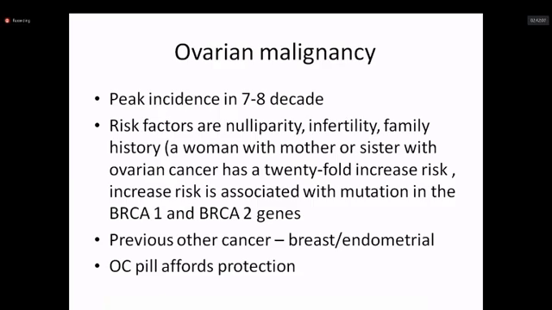These are high risk factors. High risk factors are nulliparity. They don't have children. They are infertile. I told you, sometimes some people have a family history. The gene is carried on BRCA1 and BRCA2 genes. You have heard about these abnormal genes in genetics when you were in the second year. And then the oral contraceptive pill affords protection against ovarian cancer. This is one drug which has been proven protective against development of ovarian cancers.